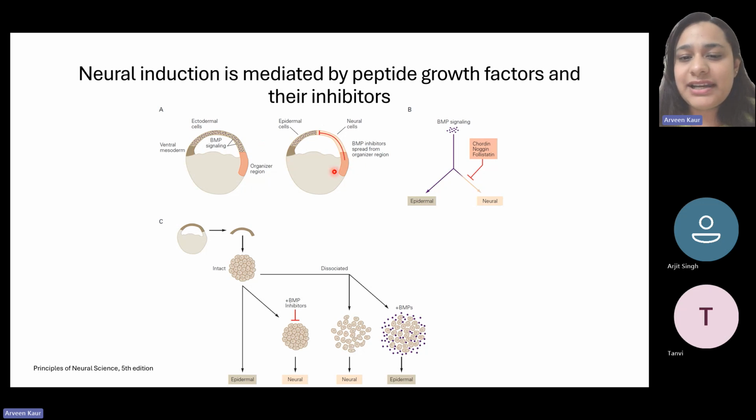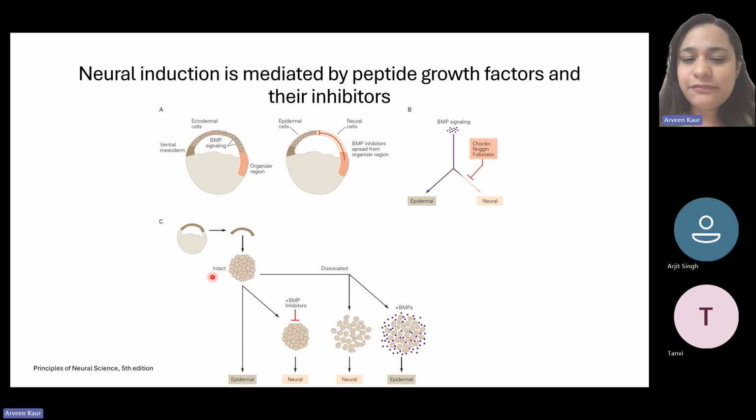But if the organizer region is present close by, it will have inhibitors of BMP present, so that the region close to the dorsal lip of the blastopore, because these BMP inhibitors are activated, will not have active BMP signaling, and those cells will be able to form neural cells, right? So if BMP signaling is present, it will promote epidermal fate. And if BMP signaling is disrupted due to inhibitors such as chordin, noggin, follistatin, then neural fate, which was the actual default fate, will be taken. Right? So that is what was seen.